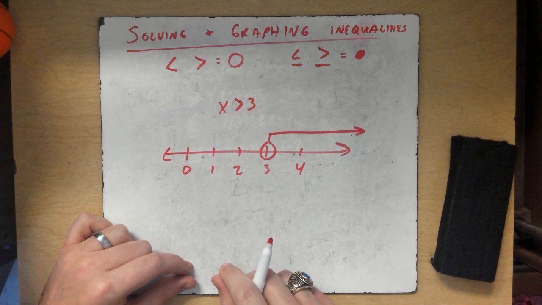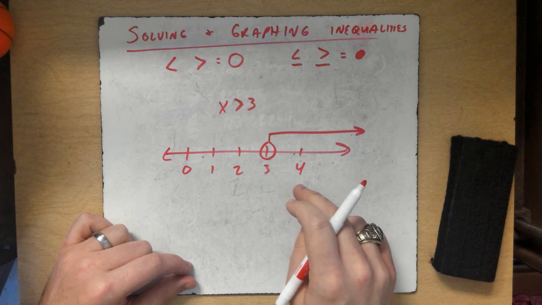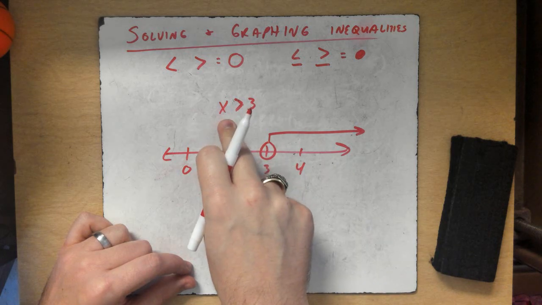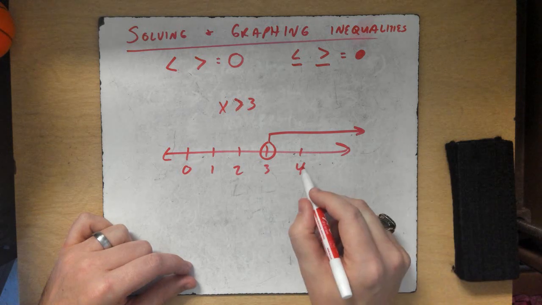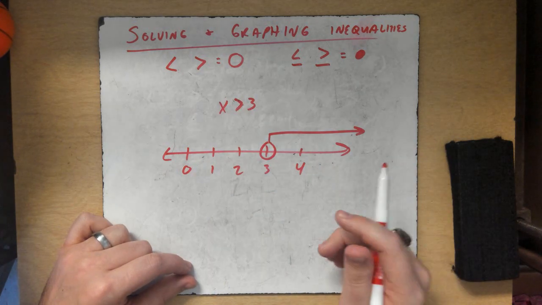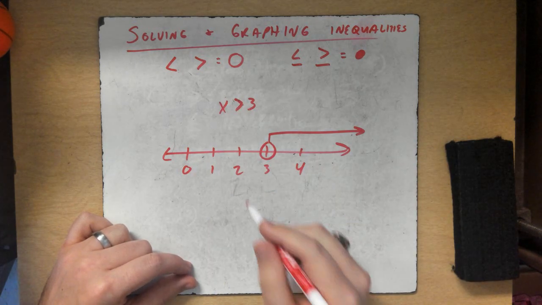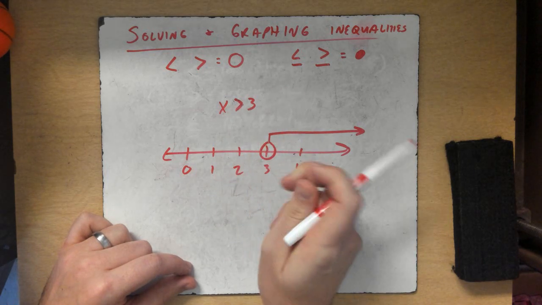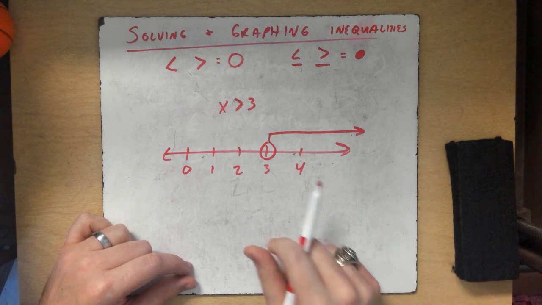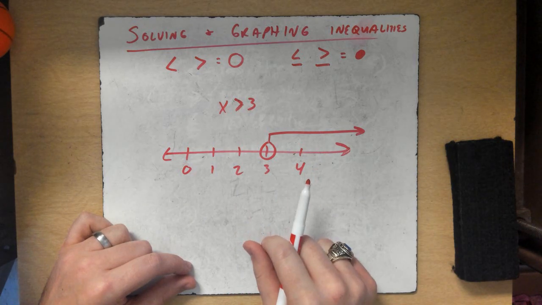So what this means is that the answer to this inequality is every number that's bigger than 3, which makes sense because all this arrow covers is 4. 4 is bigger than 3, right, and so on and so forth. Okay, so when your letter is first, look at the way the symbol is pointing. Follow the point as an arrow. And that's how we do these simple graphs.